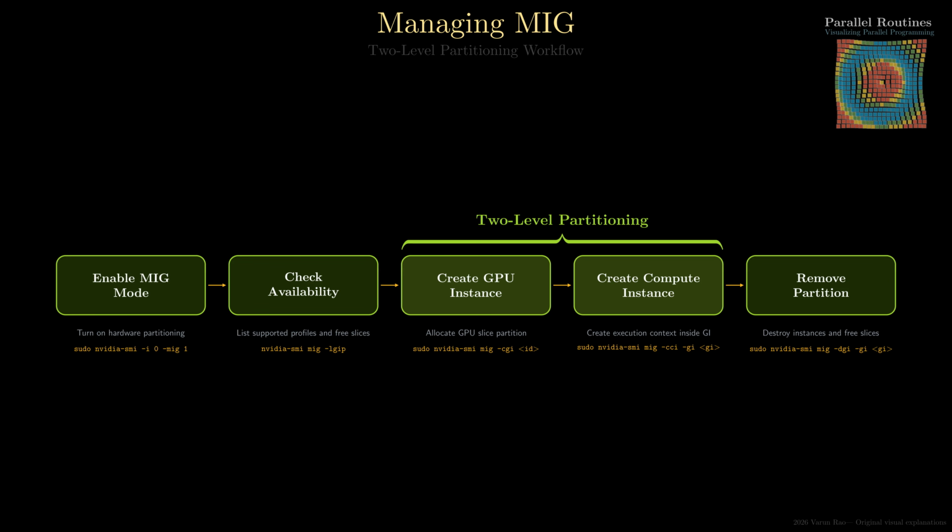The unique feature of MIG is two-level partitioning. You create a GPU instance which defines the physical hardware allocation. Then, within that GPU instance, you create one or more compute instances for workload scheduling. This provides both hardware isolation and flexible scheduling.